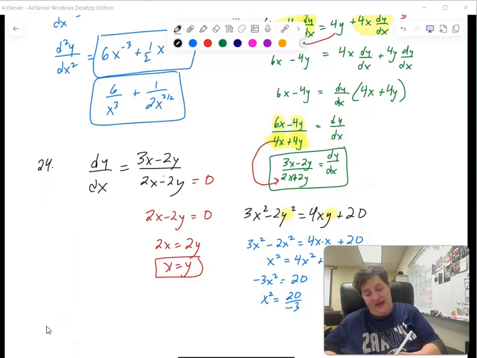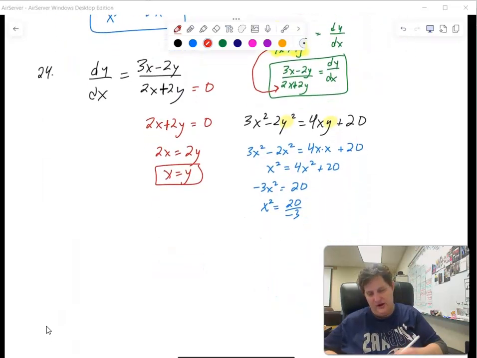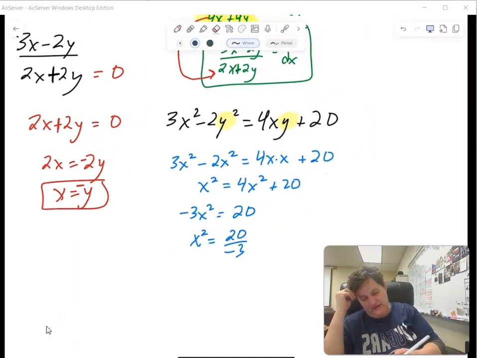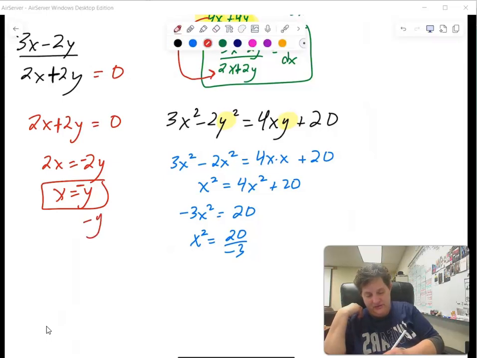Okay, that's going to change some things. I was like, this is going to have no answers. That doesn't make any sense. All right, that changes some things. That means that x equals negative y, which is a little bit different, or y equals negative x. You can use either of those, okay?